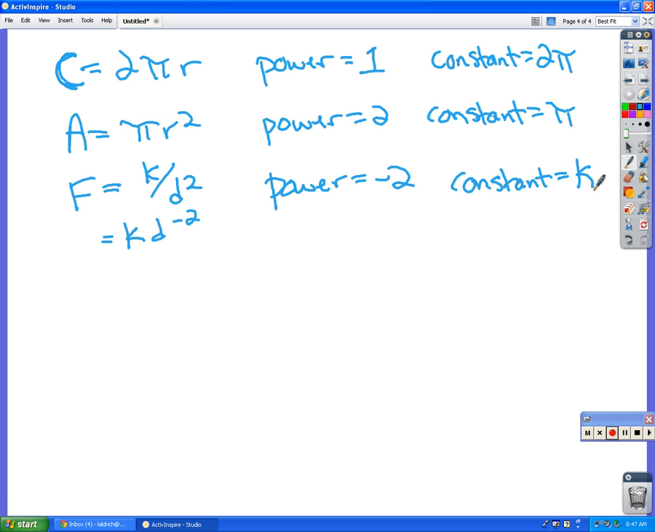Okay, and then this is Boyle's law, which says that the volume of a gas varies inversely as the pressure it exerts on its container. So the power is negative 1, and the constant again is k. All right? So those are some simple examples of power functions.